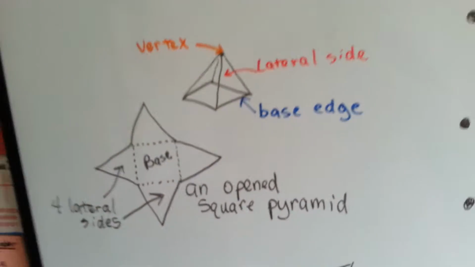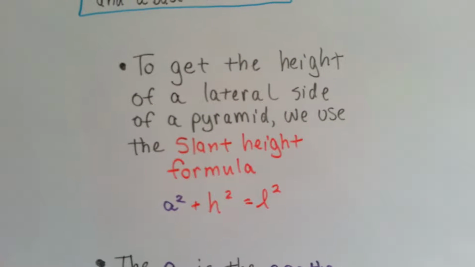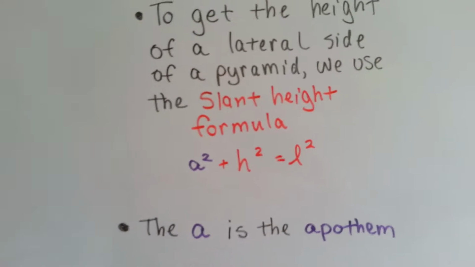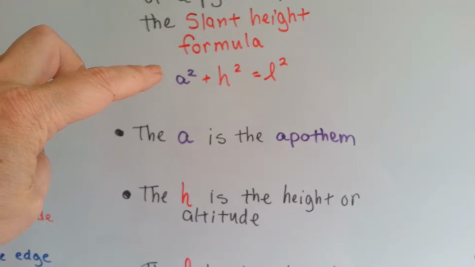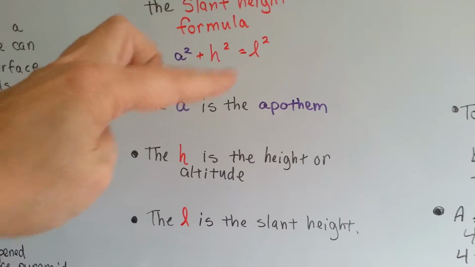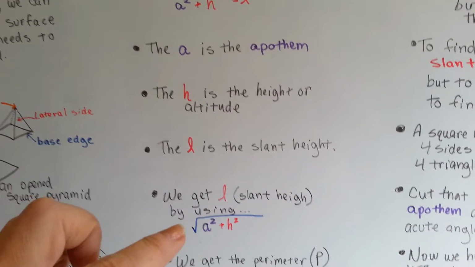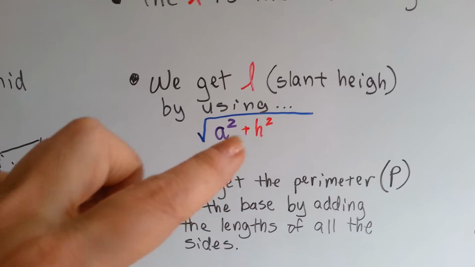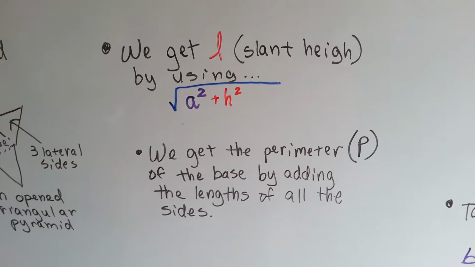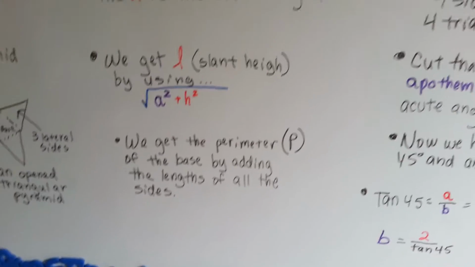Well, now we got to do the triangles. So those are the lateral sides, and to get the height of a lateral side of a pyramid, we have to use the slant height formula. That is a squared plus h squared equals l squared, okay? The a is the apothem, the h is the height or the altitude, and the l is the slant height, okay? And notice they're squared. We can get that slant height by using the square root of a squared plus h squared. We get the perimeter p of the base by adding all the lengths of all the sides. Perimeter is the easy part, right?